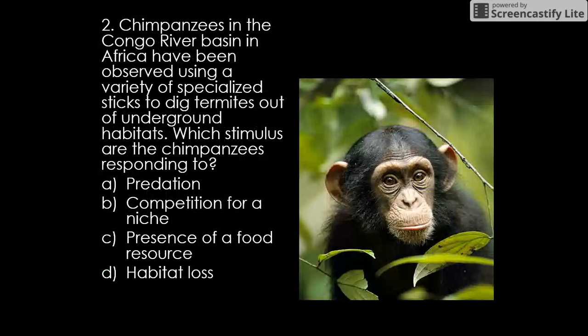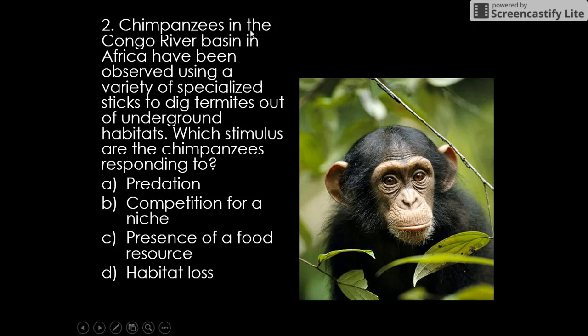All right, 2. Chimpanzees in the Congo River Basin in Africa have been observed using a variety of specialized sticks to dig termites out of underground habitats. Cool. Which stimulus are the chimpanzees responding to? So they're digging these termites out of holes, basically. So what are they doing with the termites? Is it because they're being killed by the termites? Predation? The termites are not killing the chimps, so no, that's not happening. B, competition for a niche. The chimps aren't competing against the termites because they're way bigger than them.